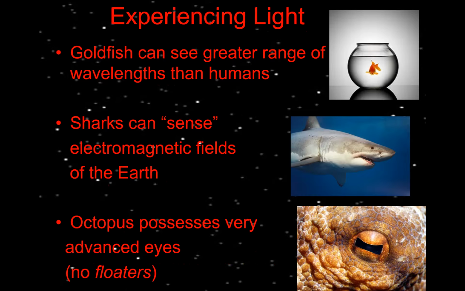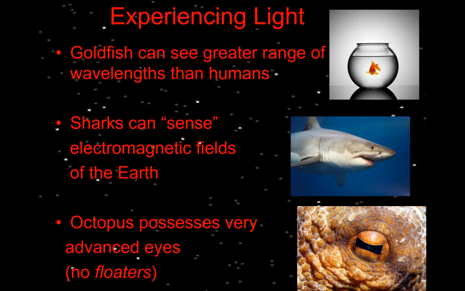When it comes to light, humans are not particularly gifted. Goldfish can actually see a greater wavelength of light than humans. Not really sure what they do with that information, but they can see much further into the infrared and ultraviolet than we can. Sharks can't see things like magnetic fields, but can sense them, and they can actually navigate by electromagnetic fields of the Earth. So can creatures such as pigeons.